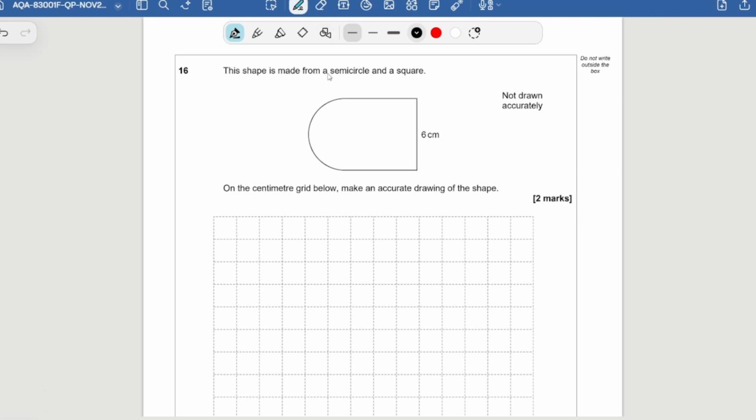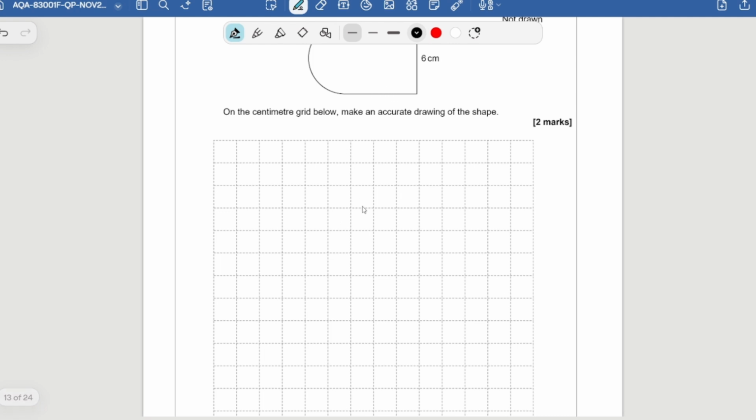The shape is made from a semicircle and a square. The side length here is 6 centimeters. On the centimeter grid below, make an accurate drawing of this shape. So this shape has a square and a semicircle attached to it. The square will have each of its side lengths as 6 centimeters. You need to draw this on the grid, which is a centimeter grid. So each of these small boxes is worth 1 centimeter.